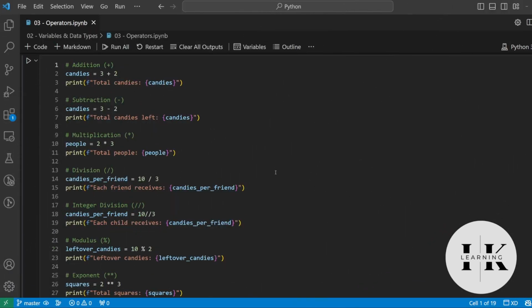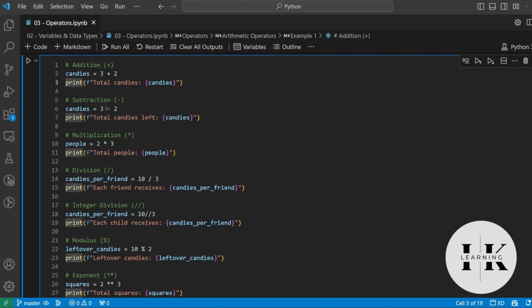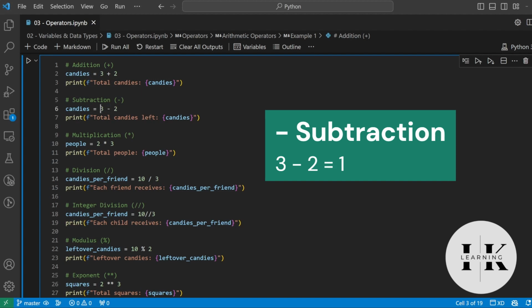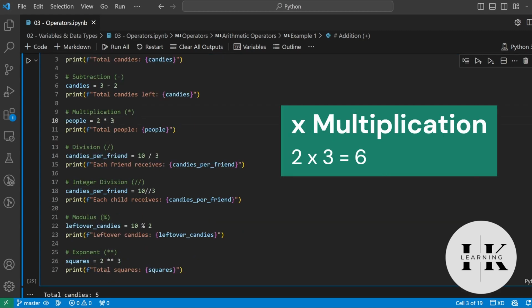The first operator that we have is the addition operator. Basically, if we take 3 candies and we add another candy, then we have a total of 5 candies. The second operator that we have is the subtraction operator. We had 3 candies, now we remove 2 candies, so we're left with 1 candy. The subtraction.